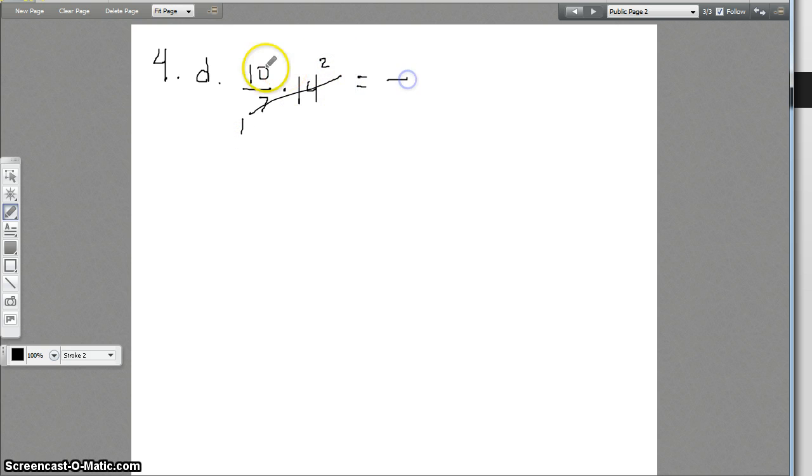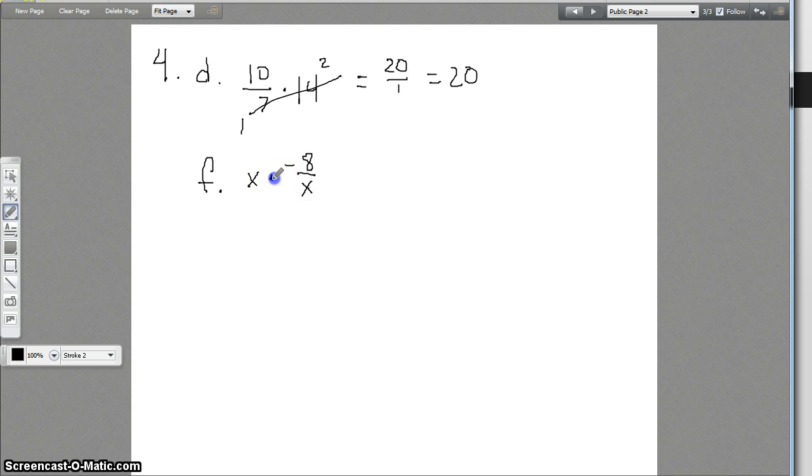So now in our numerator, we have 10 times 2 is 20. Our denominator is just 1. So that simplifies to 20. If you stop at 20 divided by 1, your answer is not correct. You have not finished the problem. You must simplify.